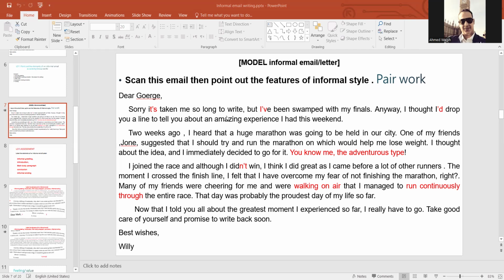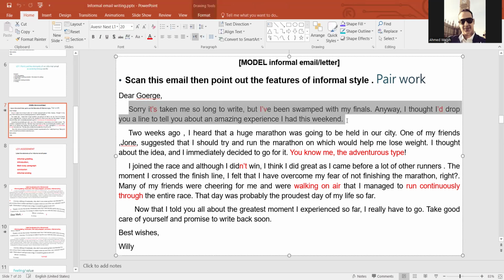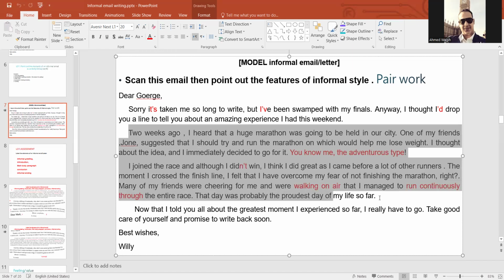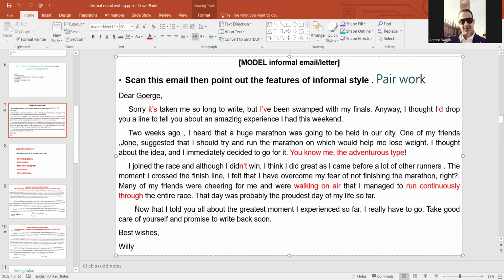Okay, so where is the introduction? Yes, this is the introduction. Okay, where's the opening remarks? Yes, this one is the opening remark. Where is the transition? Anyway, where is the purpose or the reason for writing? This one. We started with greeting or formal greeting as well. Where is the main body paragraph? Or two main body paragraphs here. Where is the concluding paragraph? This one. It has also closing remarks like take good care of yourself. The conclusion here. Okay, and the informal ending.